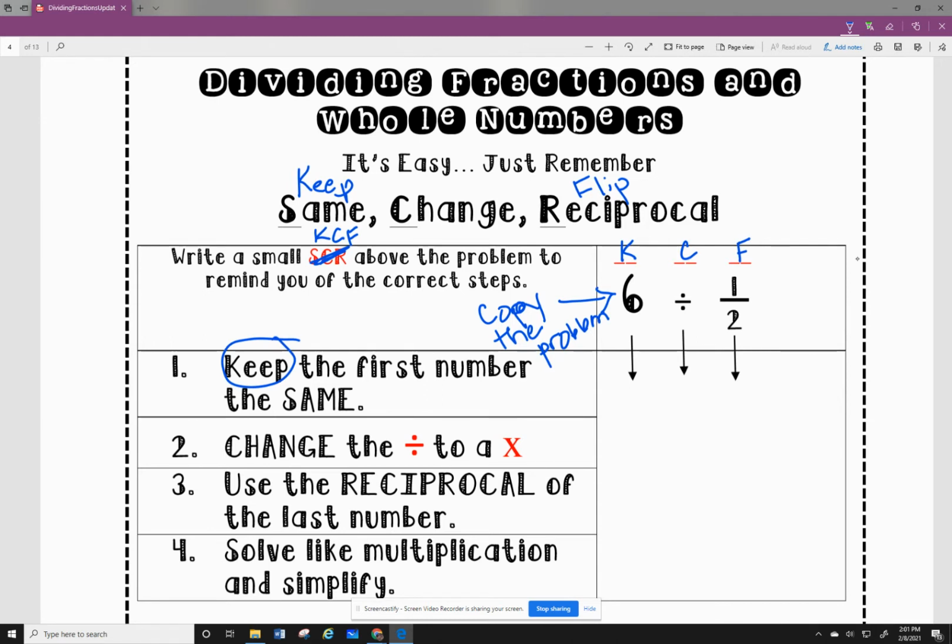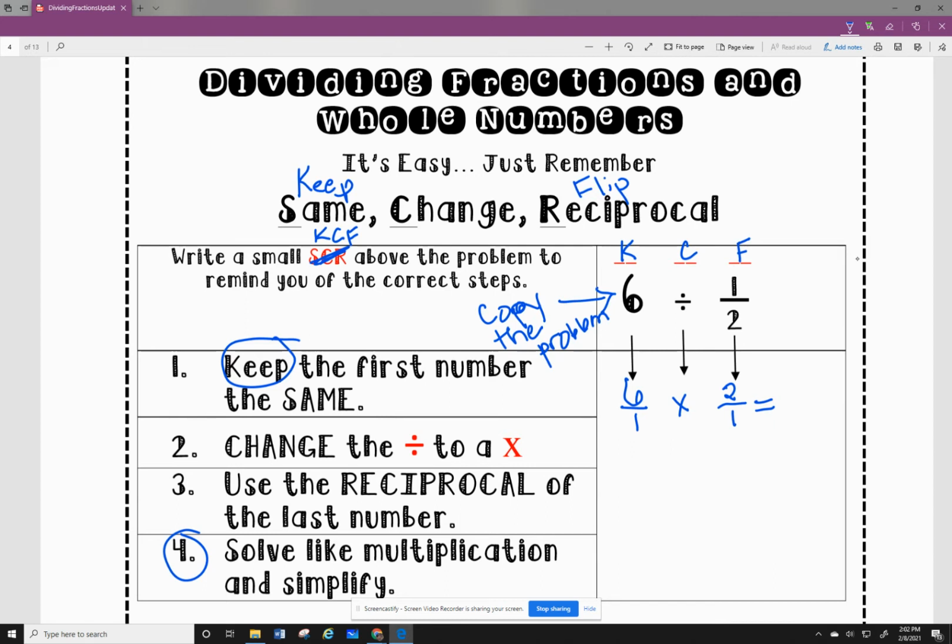All right, so the very first thing we do is we keep the first number the same. So in this case, it's the number 6. Now, I am going to change this to a fraction because I know that I'm going to need a fraction to do my work. So the 6 is simply going to become 6 over 1, but I'm still keeping the value the same. So 6 over 1, change, divide to multiply, and then I flip, or I use the reciprocal fraction. So the reciprocal of 1/2 is 2 over 1.